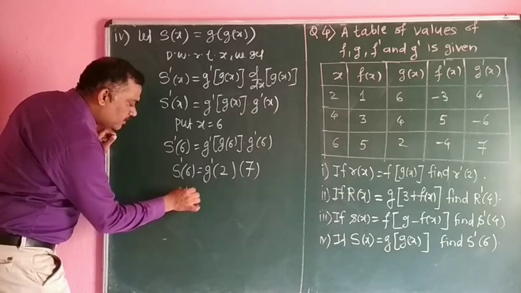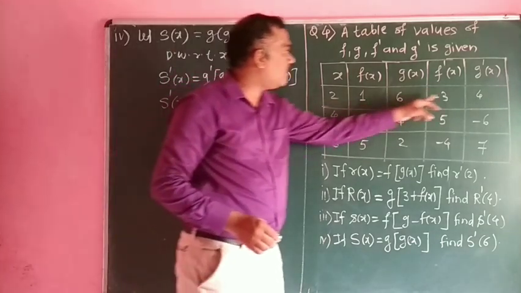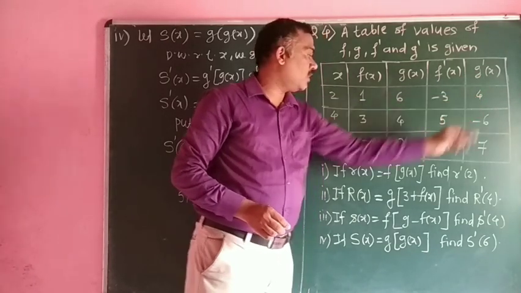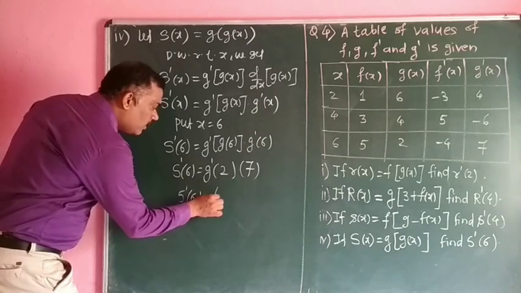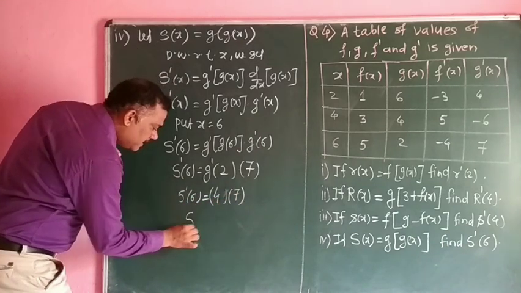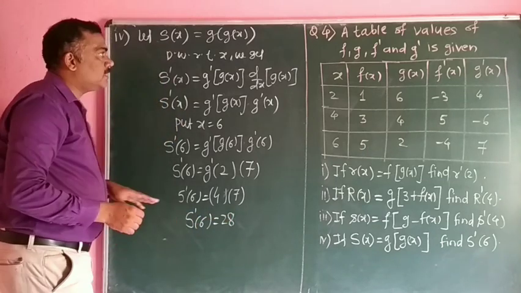That is s dash of 6 is equal to g dash of 2 into 7. G dash of x for x is equal to 2, the value is 4. So we get 4 into 7. That is s dash of 6 is equal to 28, which is the required answer.